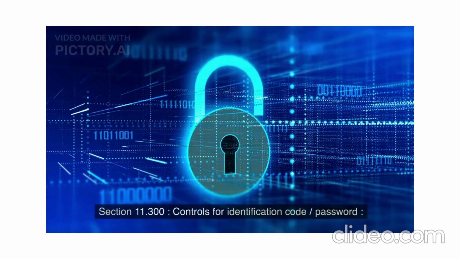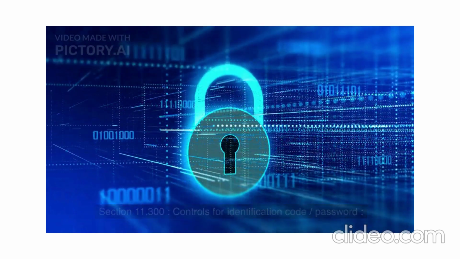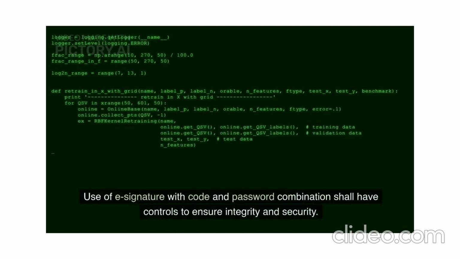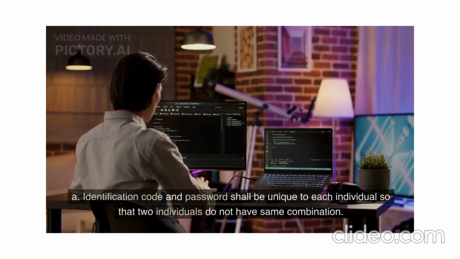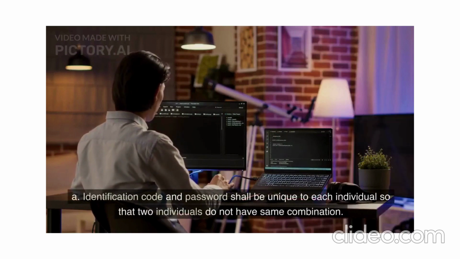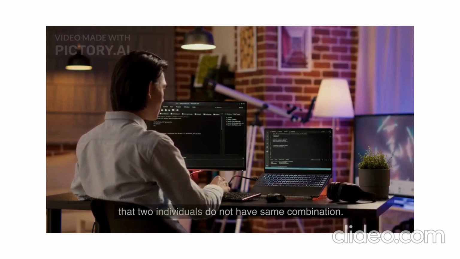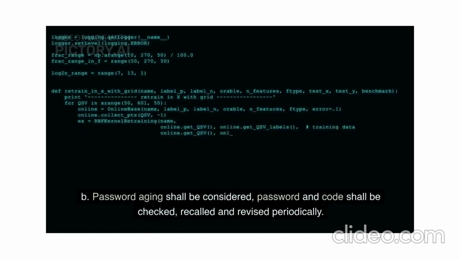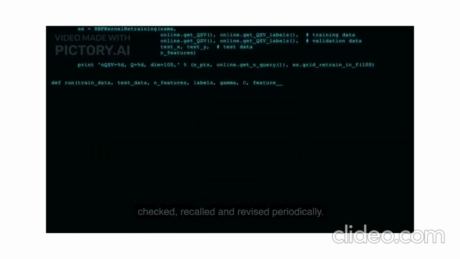Section 11.300. Controls for identification code, password. Use of e-signature with code and password combination shall have controls to ensure integrity and security. A. Identification code and password shall be unique to each individual so that two individuals do not have same combination. B. Password aging shall be considered, password and code shall be checked, recalled and revised periodically.